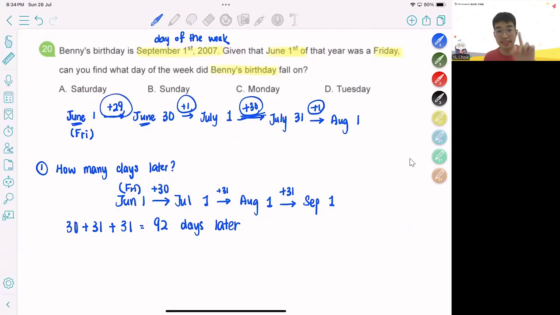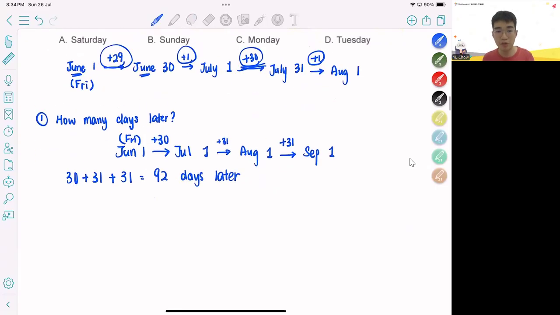Now, this is the first step: how many days later. Now we need to move on to find out the day of the week. 92 days later, what day of the week is it? Do you need to list out one by one, Saturday, Sunday, Monday, Tuesday, etc.? You don't need to. Because a week has 7 days and it will cycle again and again. So you can treat every 7 days, one full week, as a group. Every 7 days later, we will go to the same day of the week.